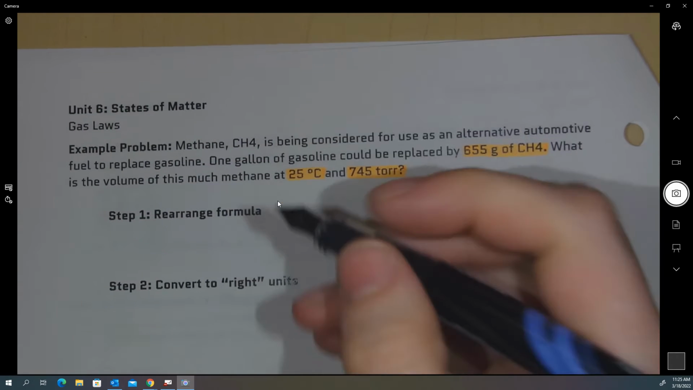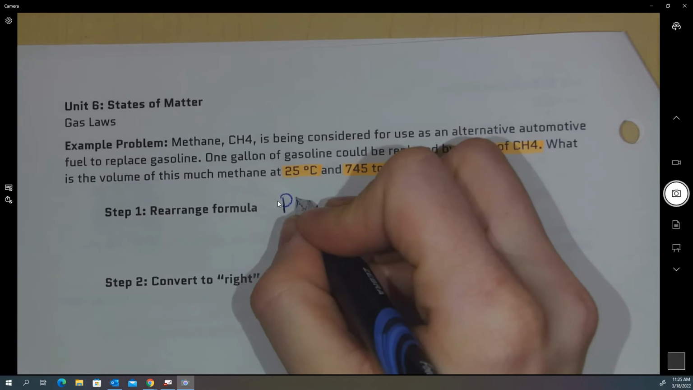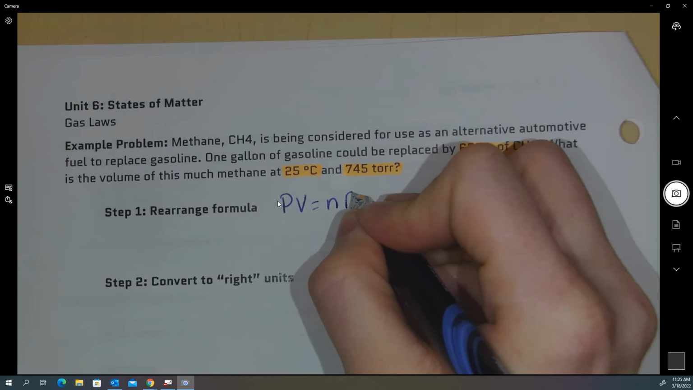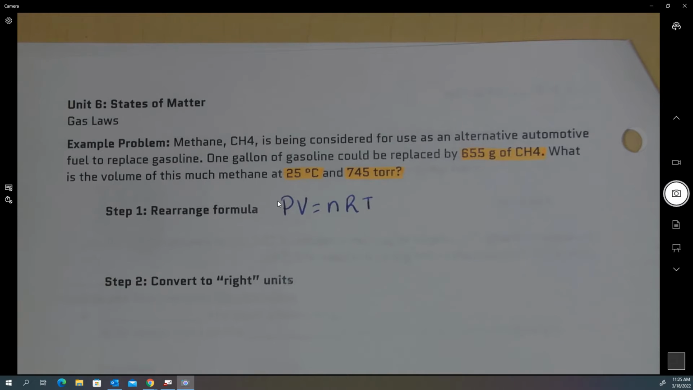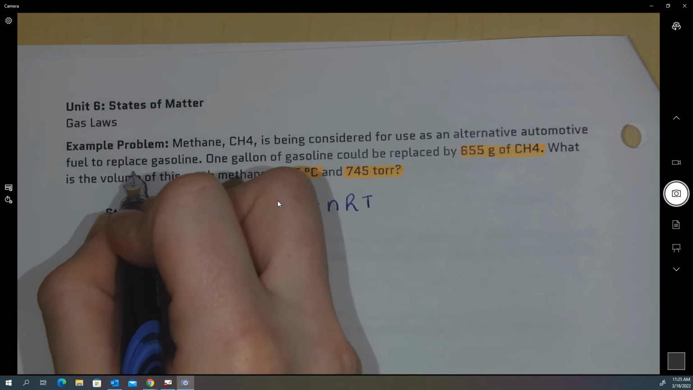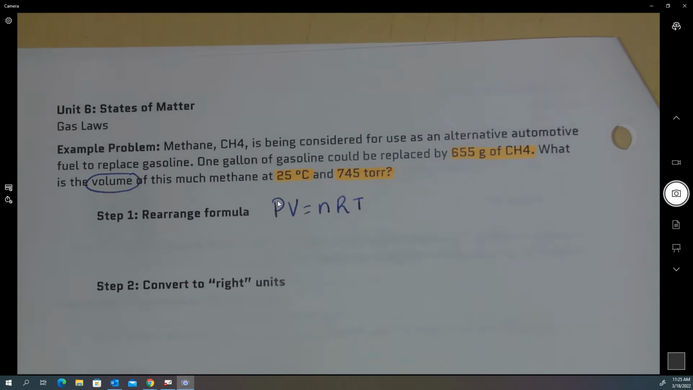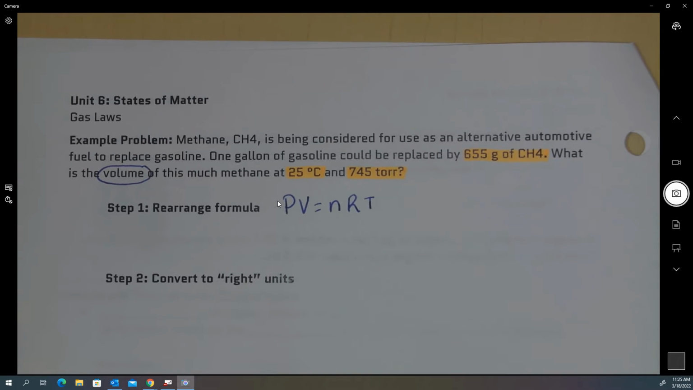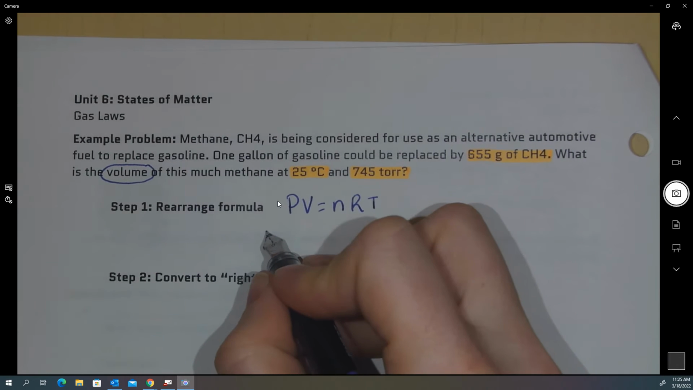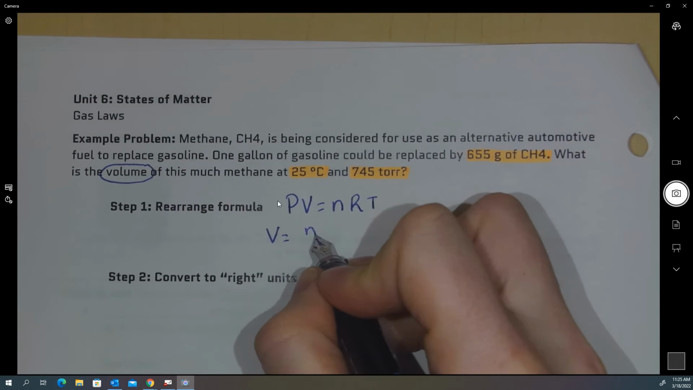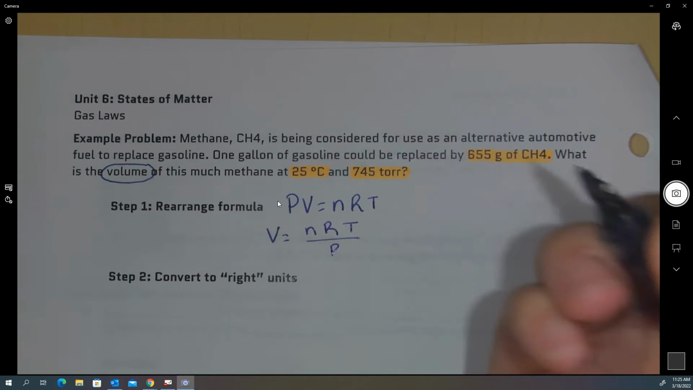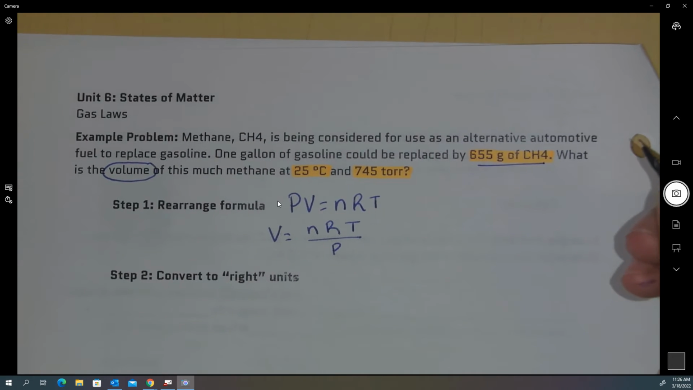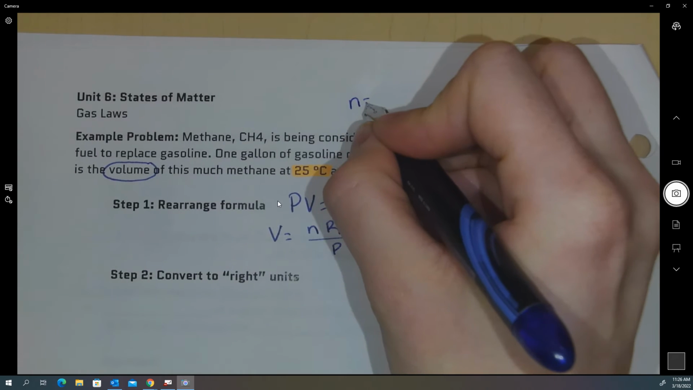So our formula is PV equals nRT. The first thing that you're going to want to do is figure out what exactly the question is asking for. And the question is asking for volume. So we're going to solve for volume. So we want to get volume by itself. And that's pretty easy. Volume is equal to nRT divided by pressure. We've got grams of CH4. n is moles. So remember, n is moles.